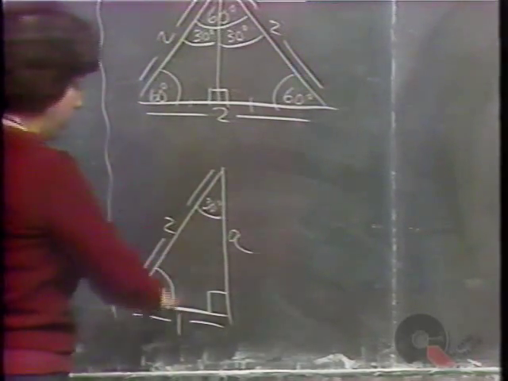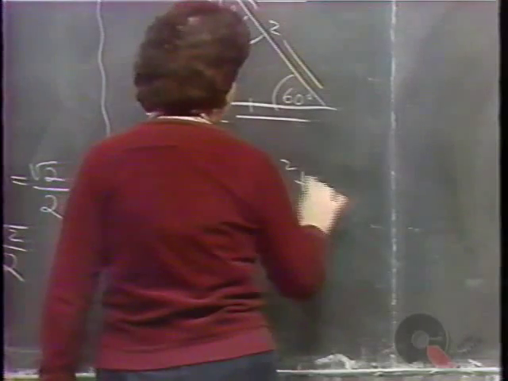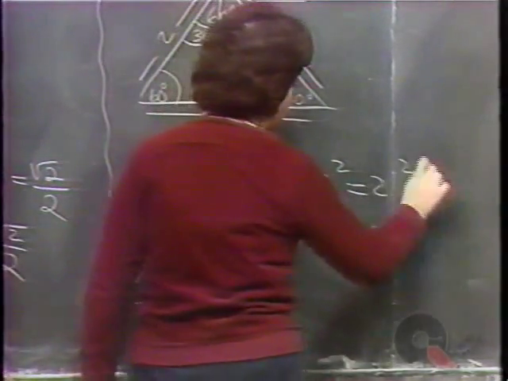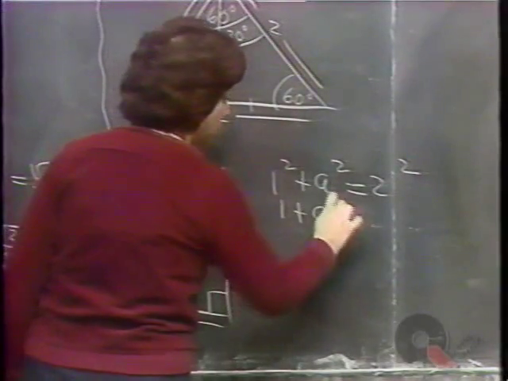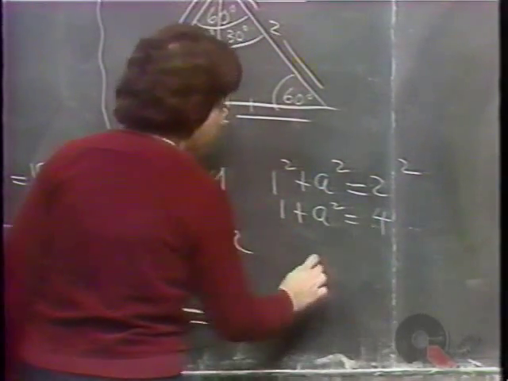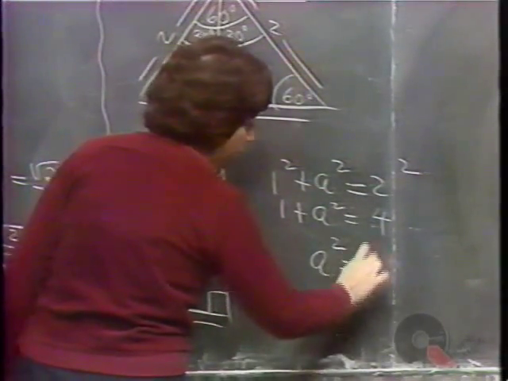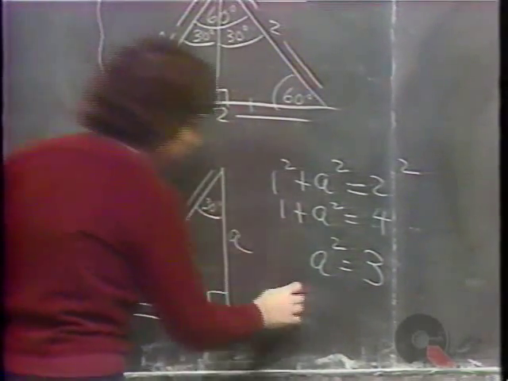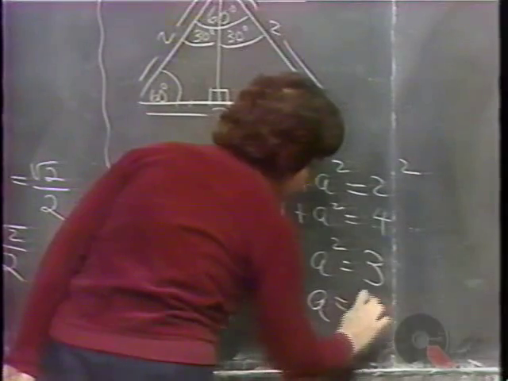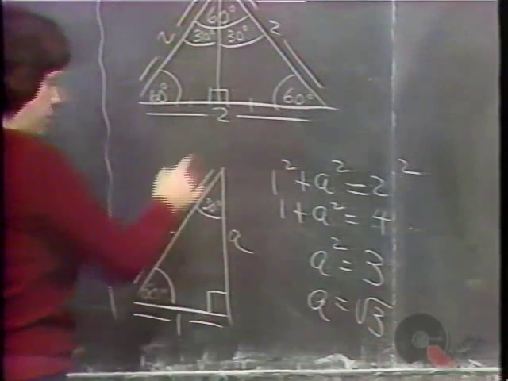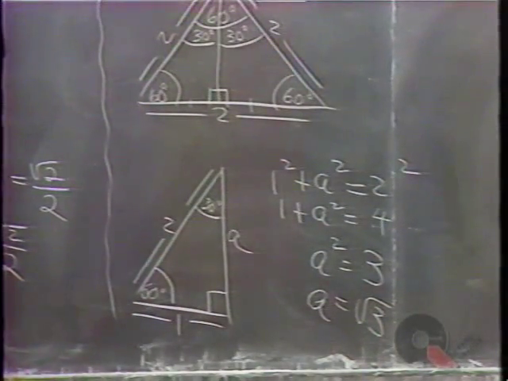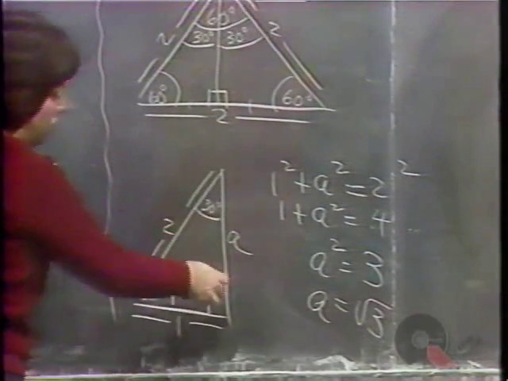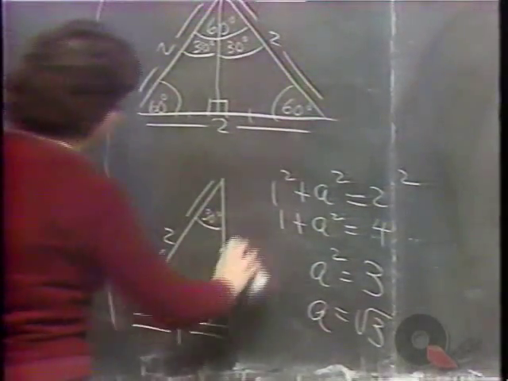Using the Pythagorean Theorem, 1 squared plus A squared must be equal to 2 squared, or 1 plus A squared must be equal to 4. A squared, therefore, must be equal to 3. And taking for A the positive square root of 3, not the negative square root because it represents the length of a side, we have here now that this side of the triangle must be equal to the square root of 3.